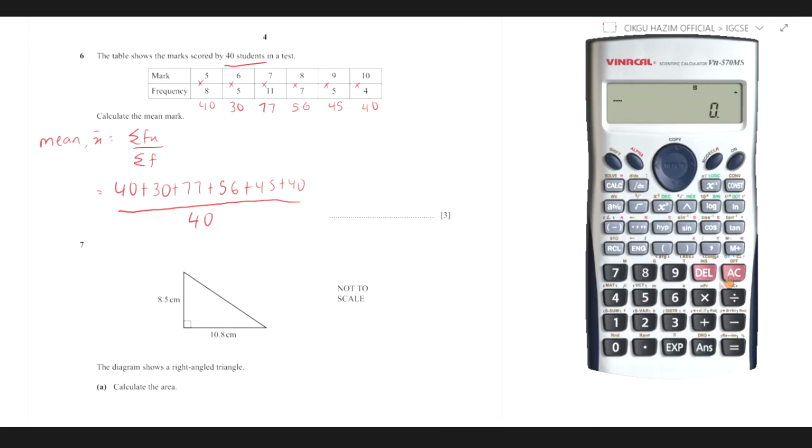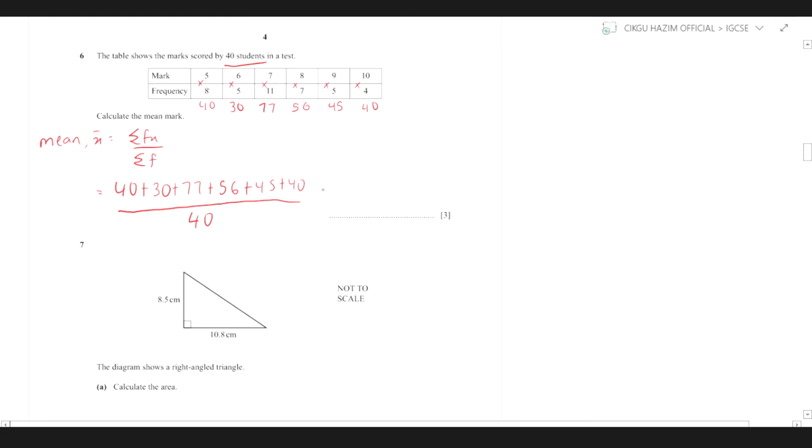Okay, you put it correctly here. So 40 plus 30 plus 77 plus 56 plus 45 and plus 40. Then what you need to do, divide by 40. You're gonna get that the answer is 7.2. Okay, alright, 7.2. So make sure you write it down in the calculator correctly, please.